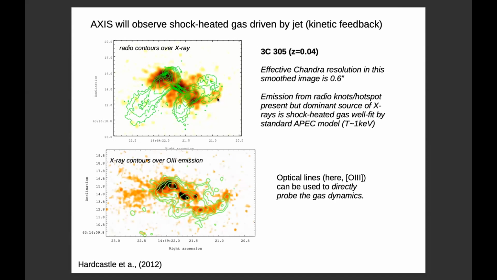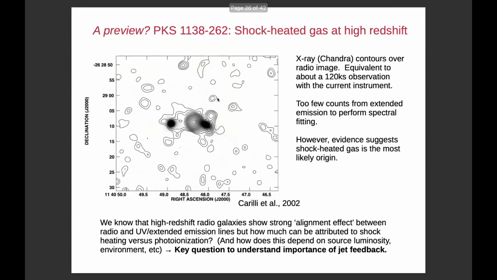This was a paper by Hardcastle et al. 2012. They've done a couple of others. Now that's very interesting at low redshift. At high redshift, our existing observatories are going to have a hard time. This is maybe the best case I could find, PKS 1138-262. This is a high redshift source. I didn't write down the redshift, I think it was about 2, if I remember. So in this case, we're looking at Chandra contours over a radio image. There are way too few counts from the extended emission here to do any spectral fitting.